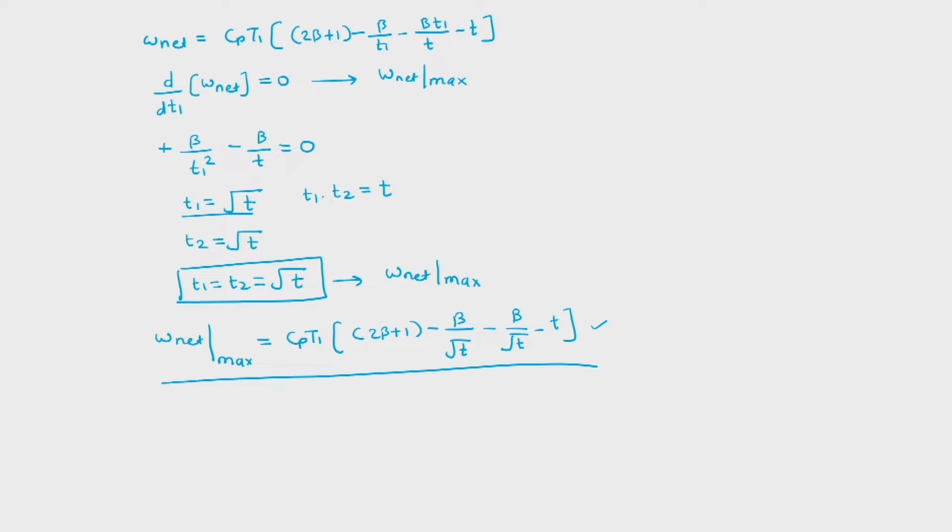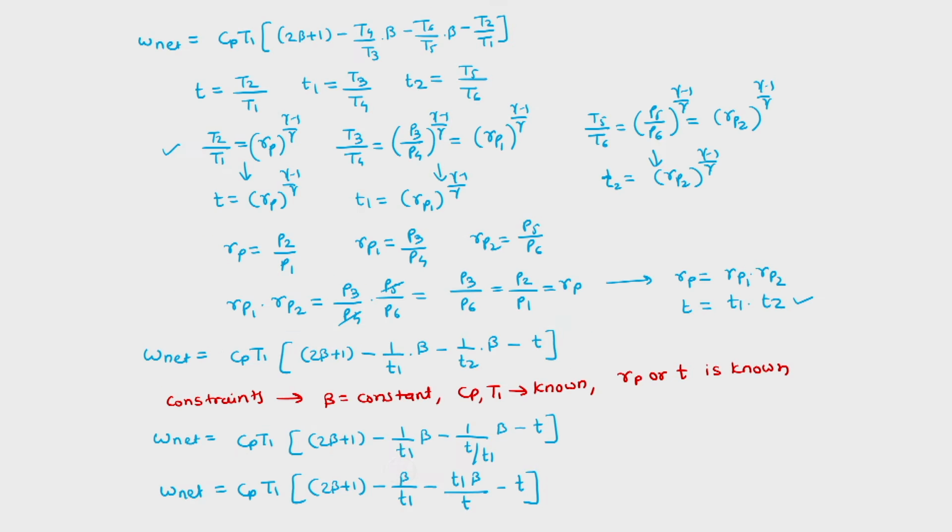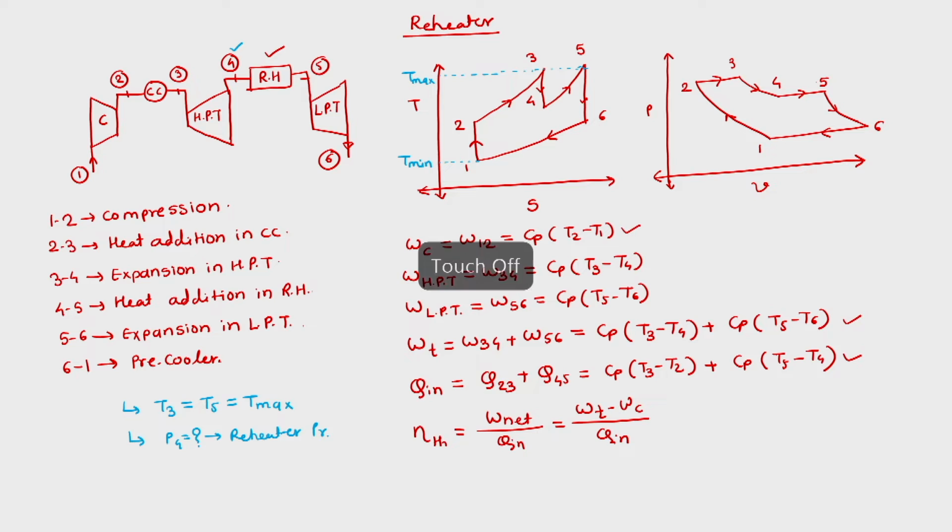We also saw that r1 is equal to r2 is equal to root r. We have to just remember what r1 is. r is the pressure ratio for the compressor. r1 is the pressure ratio for the high pressure turbine. r2 is the pressure ratio for the low pressure turbine.